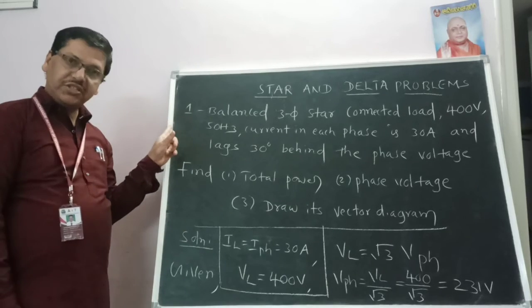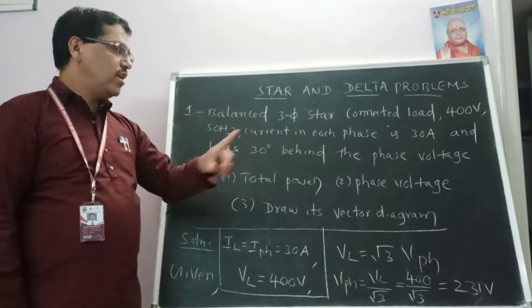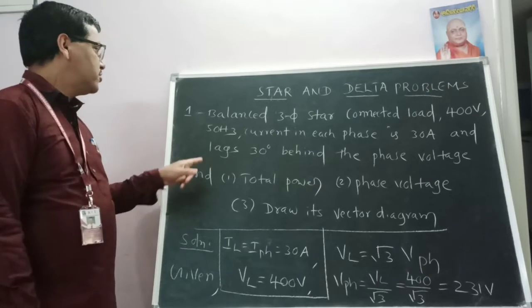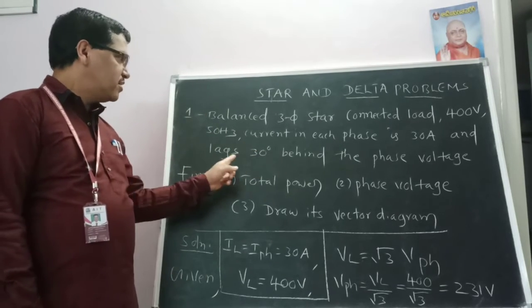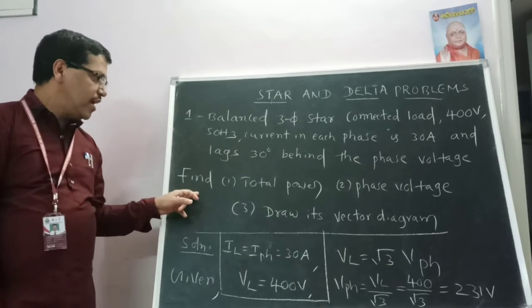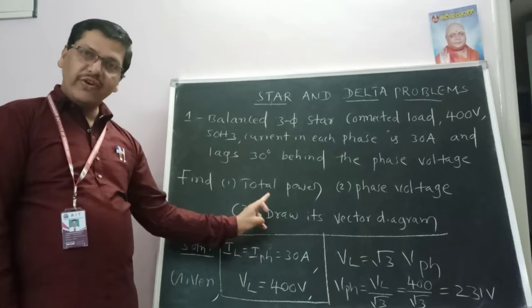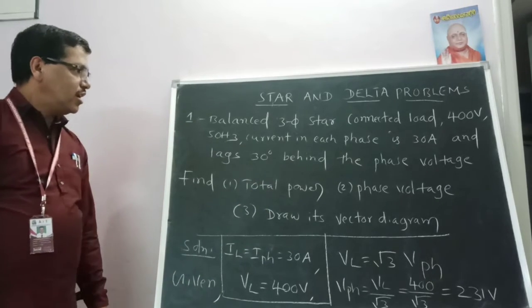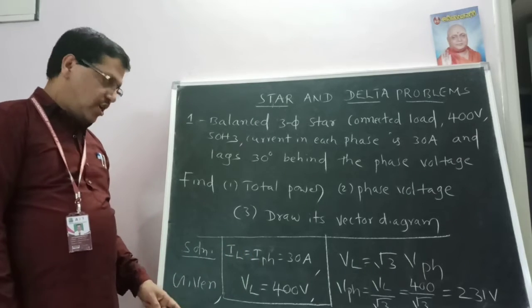The very first problem is a balanced three-phase star connected load. Given 400 volts, 50 hertz, the current in each phase is 30 amps and lags 30 degrees behind the phase voltage. Here you need to calculate the total power and the phase voltage, and draw its vector diagram. As per the previous discussion, first we will go through the equations for the star connection.